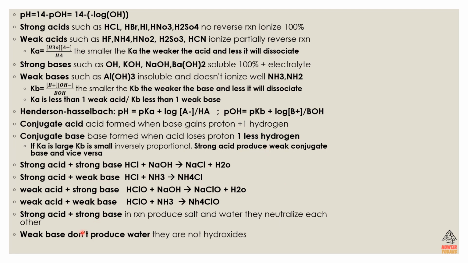So A minus is the concentration of the conjugate base of the acid, and HA is the concentration of the acid, like I said. Just to make it clear in case you were confused, this is the conjugate base of the acid, and this is the acid. This is going to be on the reactant side, this is on the product side, if it makes it easier for you.